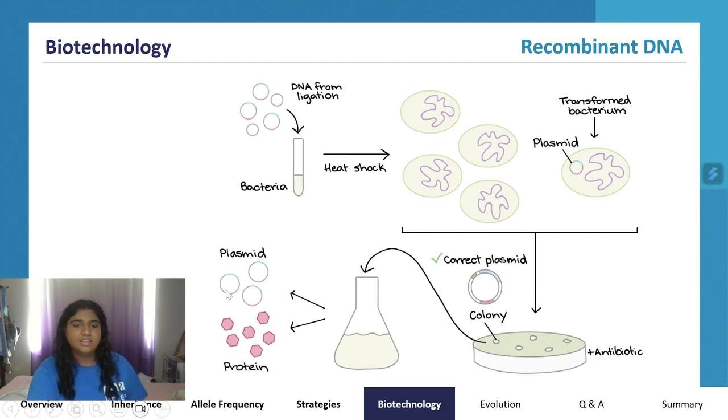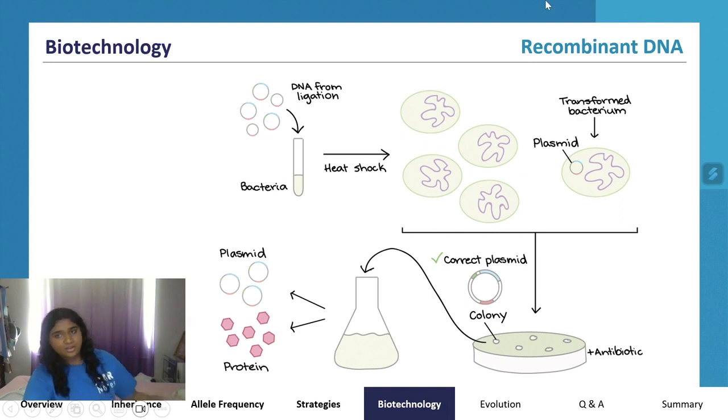So the gene then starts creating the protein from the inserted piece of the gene. The plasmids then start making the protein from the target gene, and those proteins are harvested by researchers who then go off to do all sorts of things.